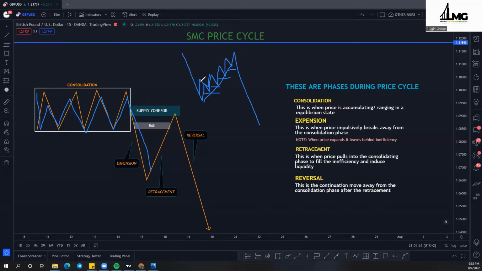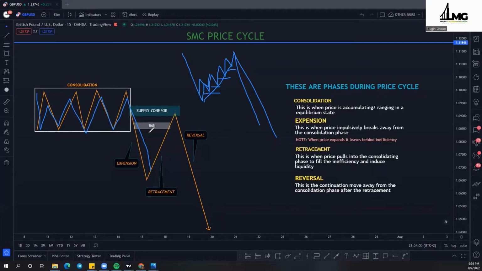And once price reaches into a significant zone within this consolidation phase, right? We'll see a reversal, right? A continuation into the trend where price expanded from, right? So if price expanded to the downside, we see a reversal to the downside, right? So during this phase, we see price accumulating liquidity, right? Accumulating liquidity, inducing liquidity. And during the reversal, we see price grabbing all the liquidity to the downside, hence pushing down, right? So these are the 4 phases that you need to look out for: consolidation, expansion, retracement, and reversal, right?